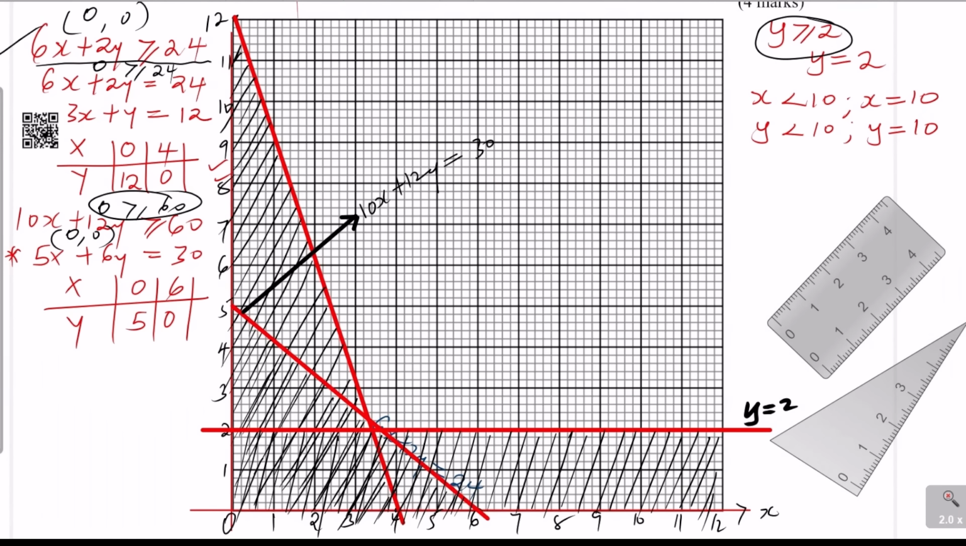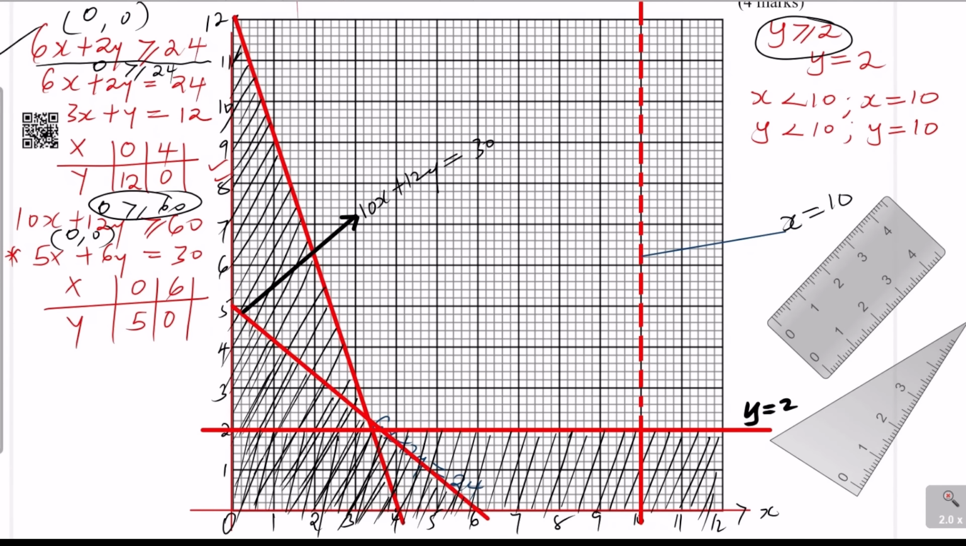Then the other line is x is less than 10. So the line you're going to draw there is x equals 10. X equals 10 is this line here. We use a red pen here. So that is the line, and this line should be broken. Less than means that points that lie on that line will not satisfy, so it should be a broken line, not continuous. That is the line x equals 10.